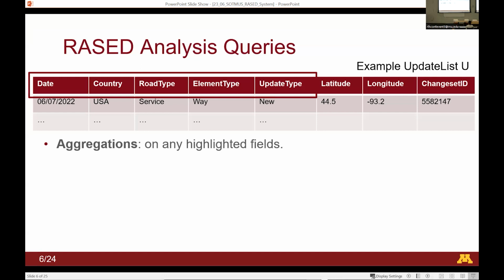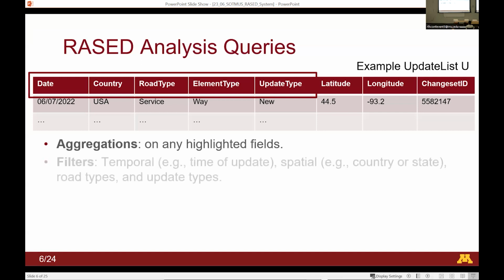So for the queries, you can have any aggregation on those columns highlighted by the red rectangle, those 5 columns. And then you have filters on them as well. So let's say, give me only the USA, or a period ranging from 2021 to right now, for example, or only service roads, or service and residential. So any filters you want on those columns, any aggregation on those columns.